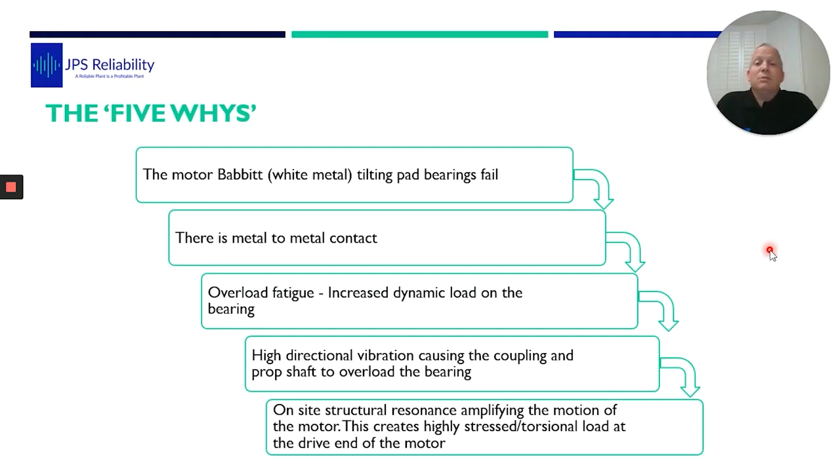And what we got is, well, why is it failing? Well, the motor Babbitt metal bearing tilting pads are failing because they've got metal to metal contact. Well, that metal to metal contact gives overload fatigue, increased dynamic load on the bearing, and the bearing fails. Well, it's doing that because we have very high directional motion.